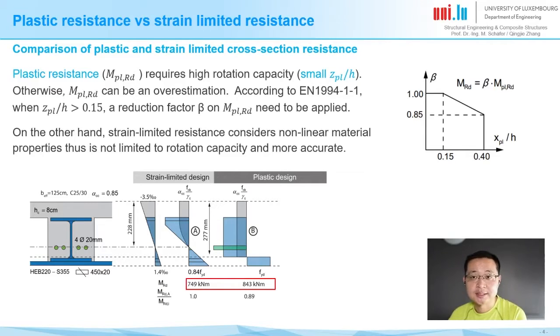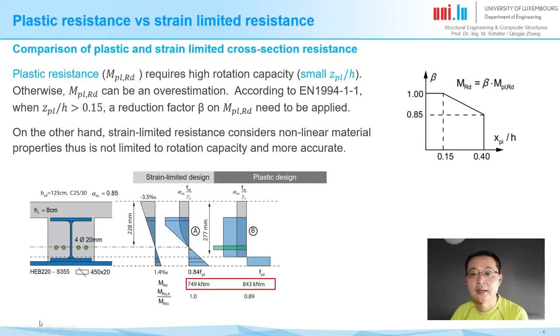Plastic resistance requires high rotation capacity, otherwise it can be an overestimation. According to Eurocode 4, if the relative compression zone height is bigger than 0.15, then a reduction factor beta must be applied on the plastic bending moment resistance. On the other hand, strain limit resistance considers nonlinear material properties, thus it is not limited by the rotation capacity and can be more accurate.